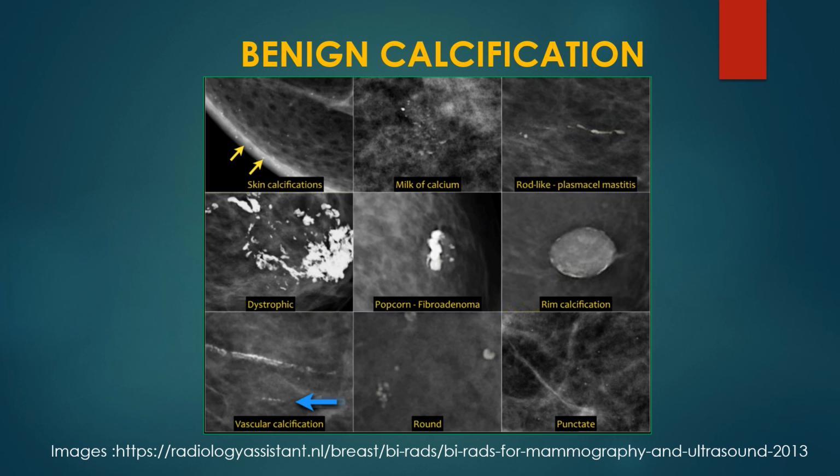And sometimes we can have calcification of the vessels, which is more usually seen in the elderly female. Then we can have grouped round calcifications in case of infections like granulomatous conditions. Then punctate calcifications. So all these are the benign type of calcifications. So the chance of a malignant lesion is less likely when we see these kinds of calcifications.